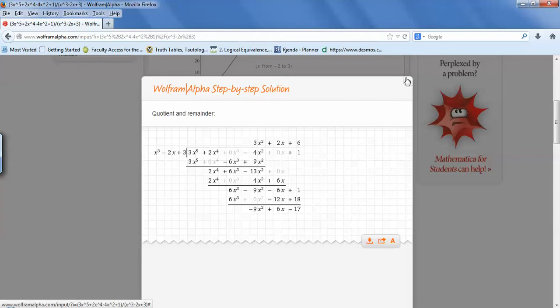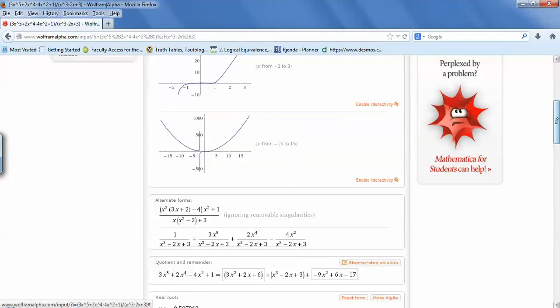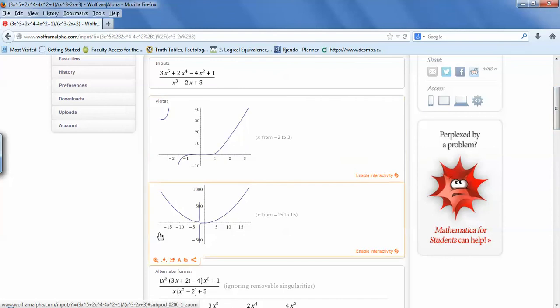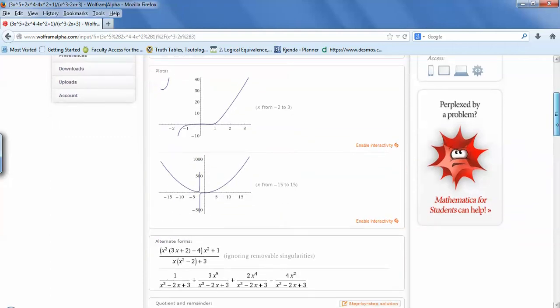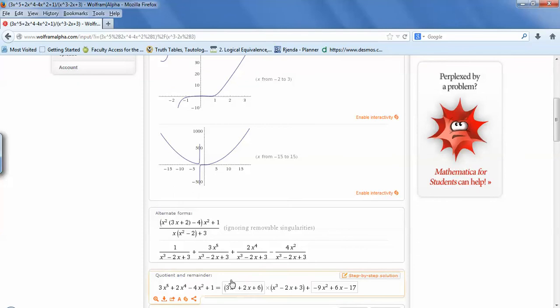So, one other thing I want to talk about here is this function right here. If you actually zoom out a lot, you might notice it looks an awful lot like a parabola, right? And in fact, it looks like a particular parabola, but it's not x squared. It turns out that that parabola is the quotient right here.